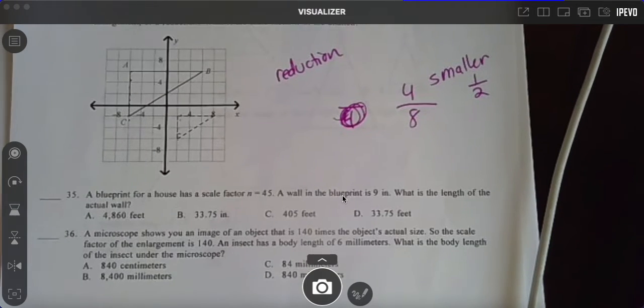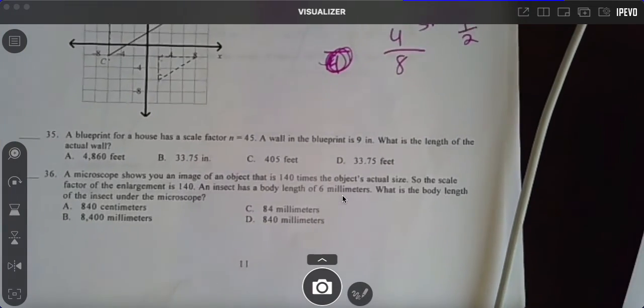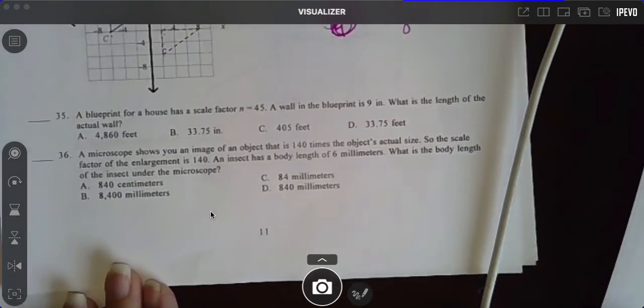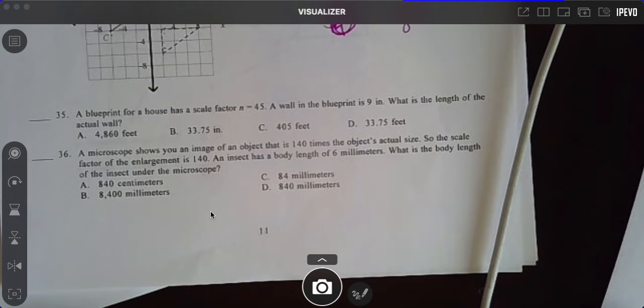Okay. This one, I really like the way this one's worded better. You can set it up easier. A microscope shows you an image of an object that's 140 times the object's actual size. So the scale factor of the enlargement is 140. An insect has a body length of 6 millimeters. What's the body length under the microscope?